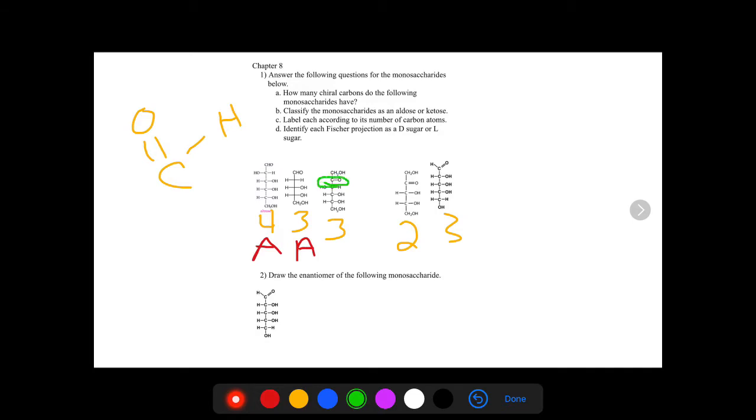So remember, the aldose is going to have the aldehyde on the first carbon. The ketose will be on the second carbon. So this one's ketose. Same thing here. Okay, this one is ketose. And then we have the CHO up here, so this one is aldose.